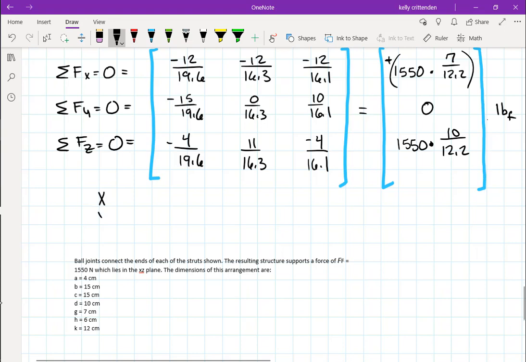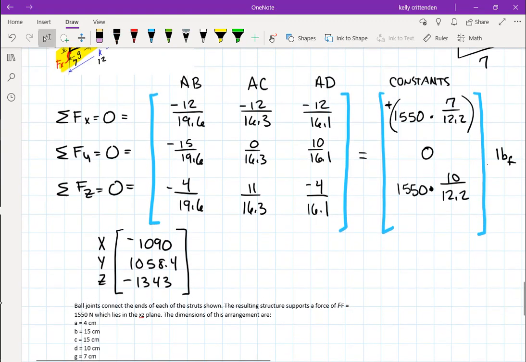Mine said X, Y, Z, because it doesn't know AB and AC and all that kind of stuff, and it shows a matrix that says negative 1090, 1058.4, and negative 1343, and it doesn't know units or anything. So that's what I got from my calculator. How I figure out what it means is that whatever set of variables I put in this column comes out in the top row of this answer matrix.